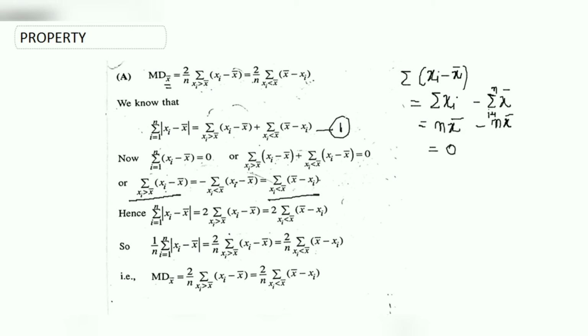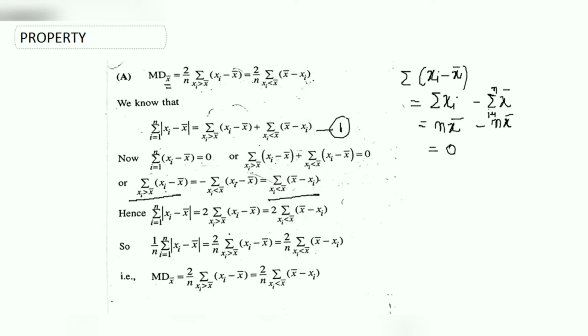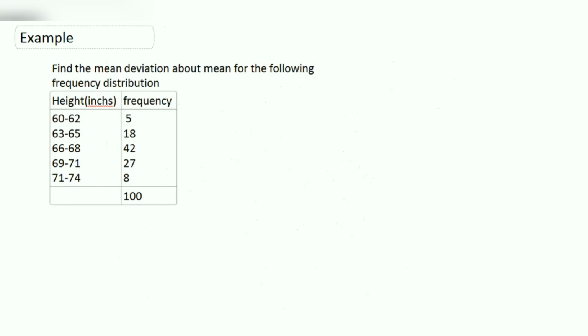Now to find the formula of mean deviation about mean, we have to multiply this by 1 by n. Then 1 by n summation mod of xi minus x bar equals 2 by n summation xi minus x bar for those xi which are greater than x bar, and 2 by n summation xi less than x bar, x bar minus xi. So this is one of the most important properties of mean deviation about mean, and depending on this we should take an example. The example says: find the mean deviation about mean for the following frequency type data.